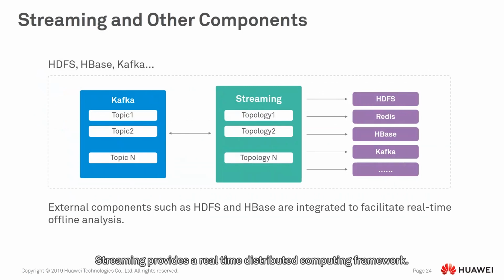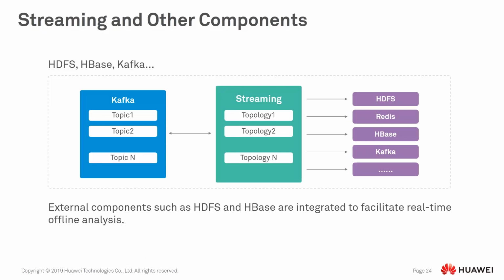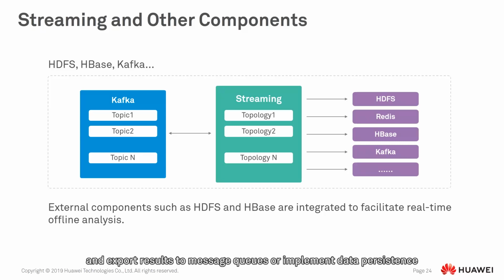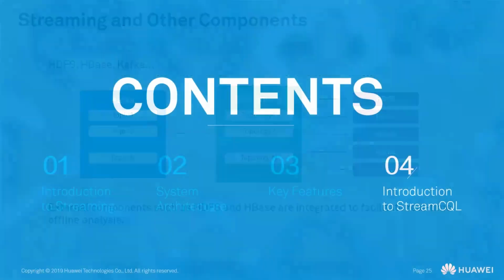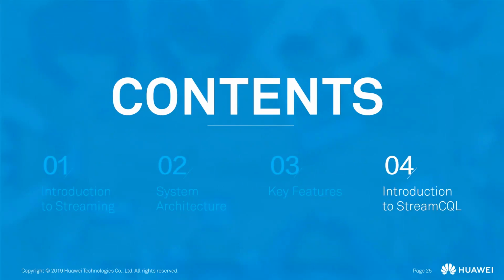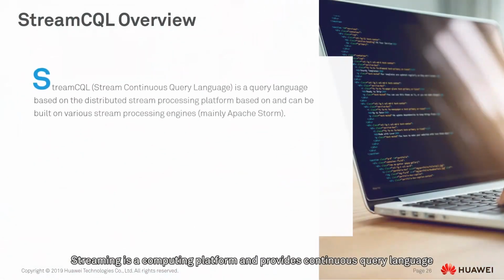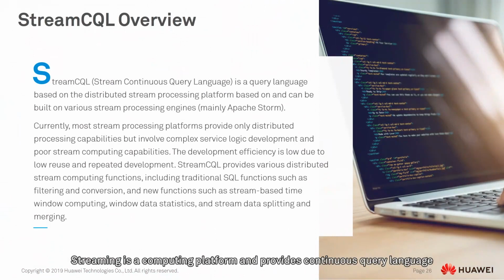Streaming provides a real-time distributed computing framework. It can obtain real-time messages from data sources such as Kafka, perform high throughput and low latency real-time computing on a real-time platform, and export results to message queues or implement data persistence to other components. Streaming is a computing platform and provides a continuous query language in the service layer to facilitate service implementation.